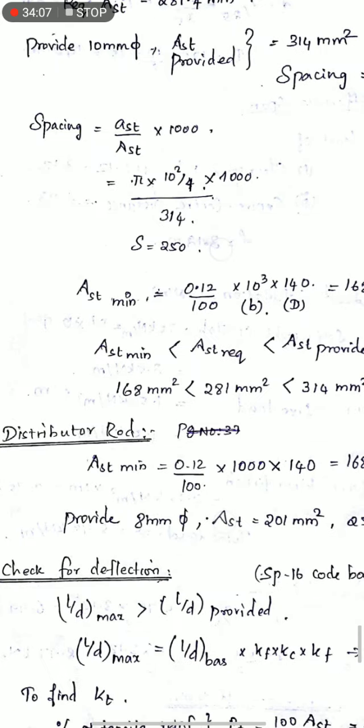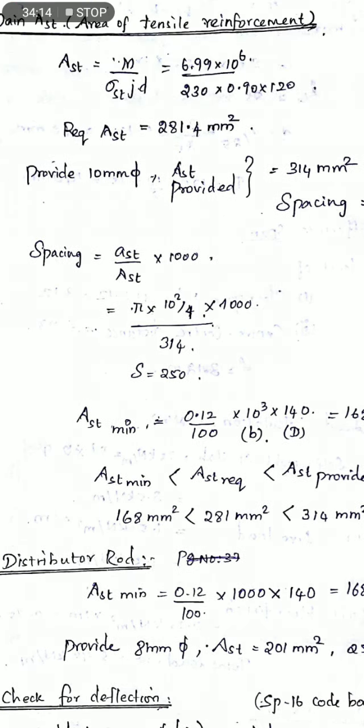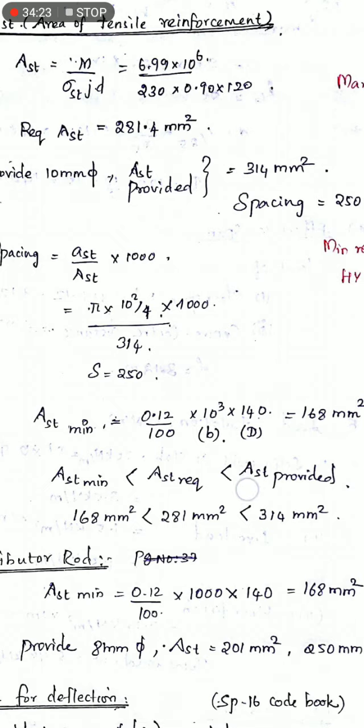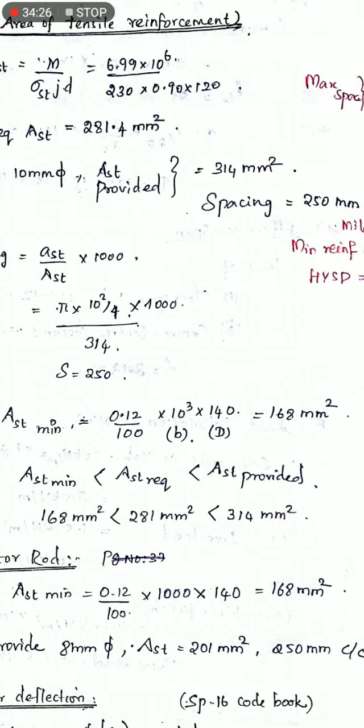Then AST minimum. Whenever we find the AST, we compare it with minimum AST. For a slab, according to IS 456, the minimum AST equals 0.12 percentage of gross area, so B into capital D. B equals 1 meter, 10 power 3, into capital D equals 140, say 160 mm square.